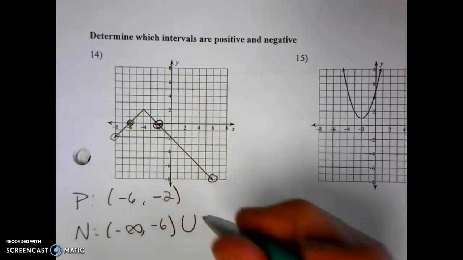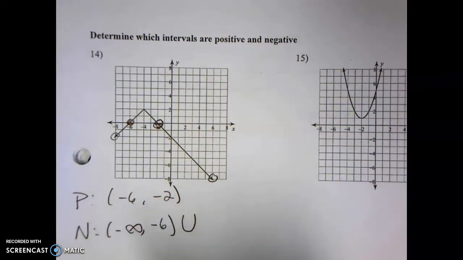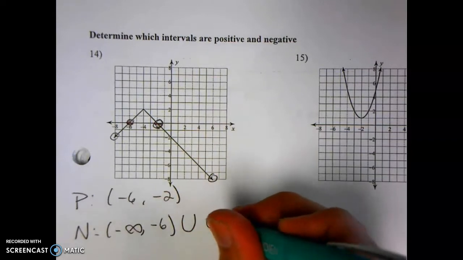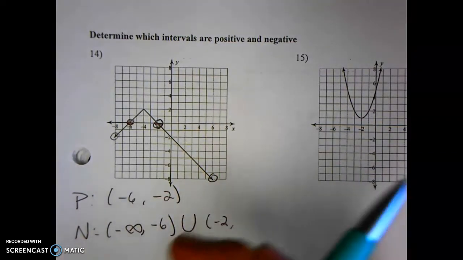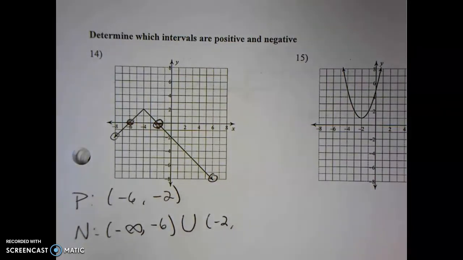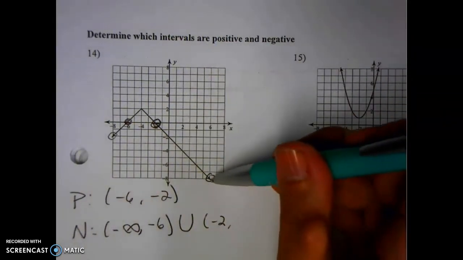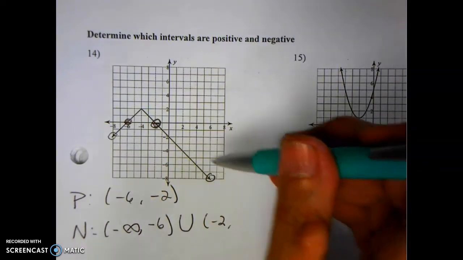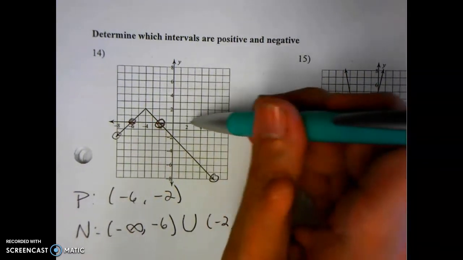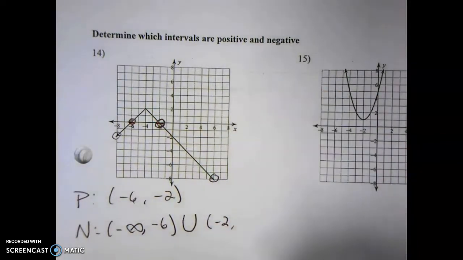You can put a giant U. That just means I'm bringing these two together. I started at negative 2. And you go all the way down to this arrow here. Some people might think it's negative infinity, but be careful. Our answers are in terms of x. X is positive over here, so it's infinity.